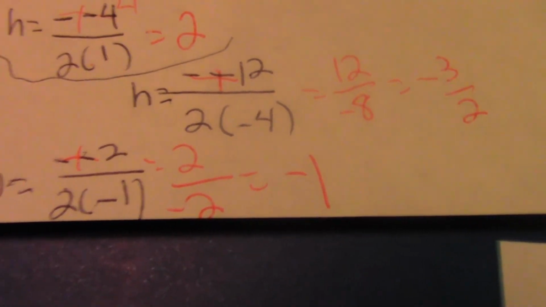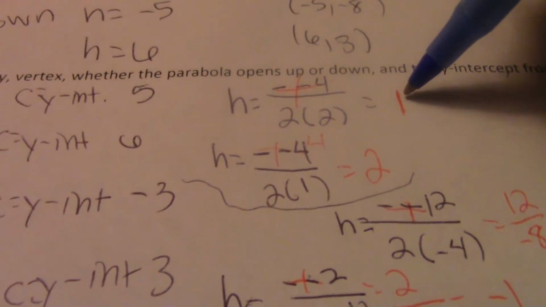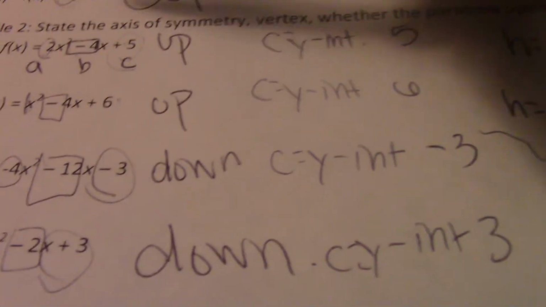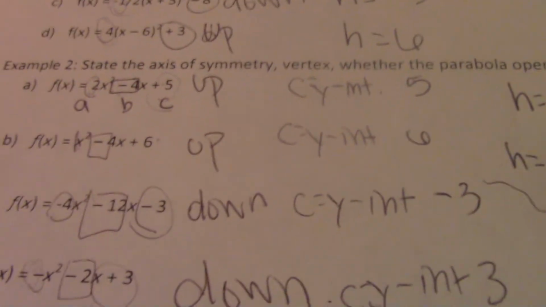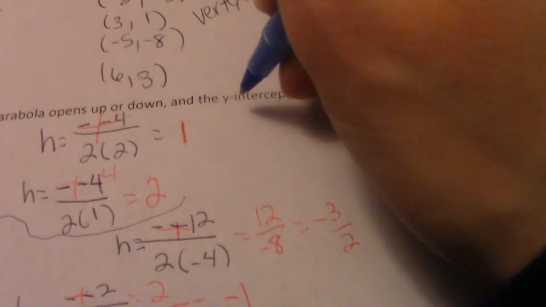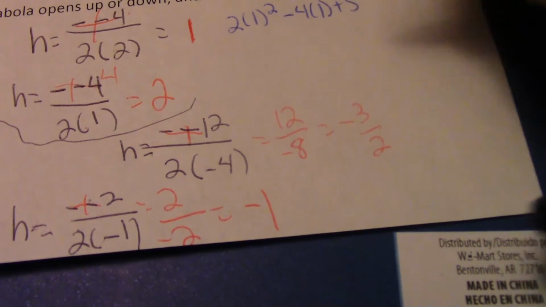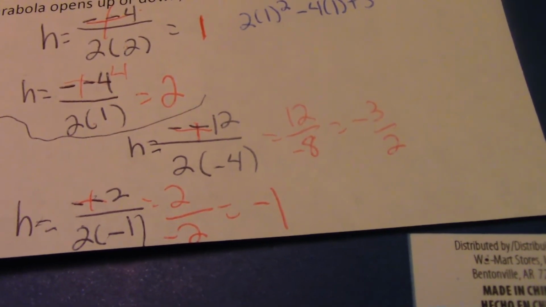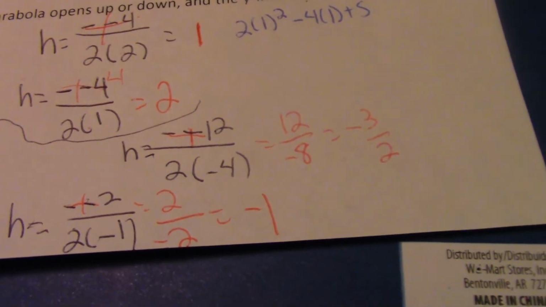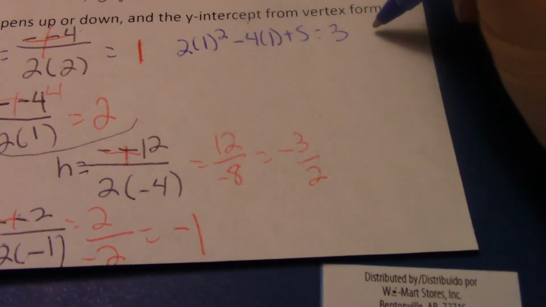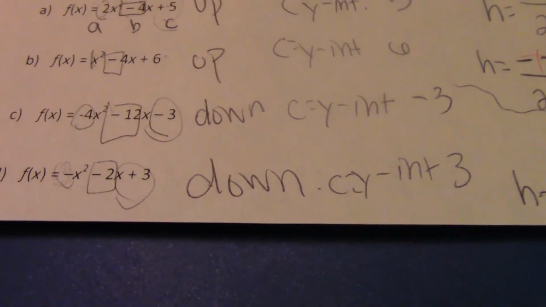Okay, now our last step, we have to find our vertex. You're going to take this x value, plug it into your equation, and then we're going to be able to find our y value. So we've got a 1 here, right? Our formula was 2x squared, so 2 parentheses 1 squared minus 4 times 1 plus 5. If I plug that straight into my calculator, 2 times 1 squared minus 4 times 1 plus 5 is 3. So my vertex is 1, 3. We are going to do the same thing for the rest of these here.